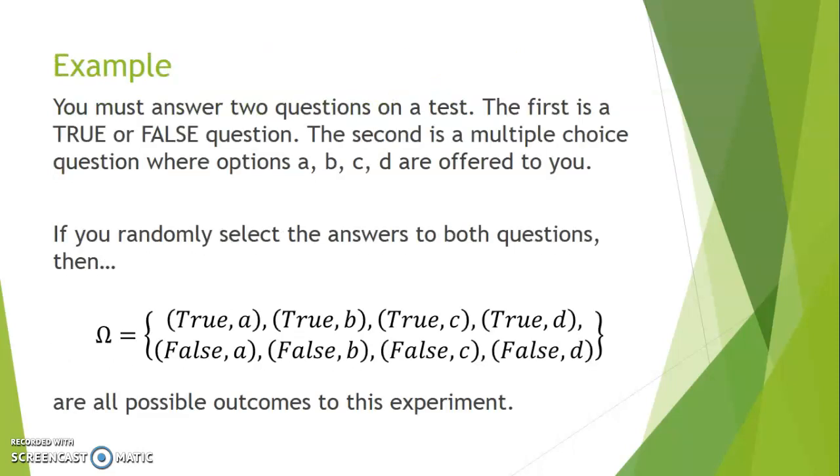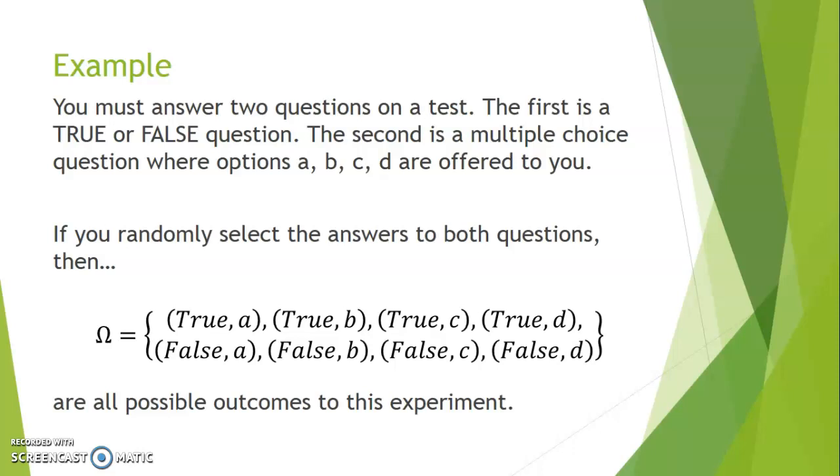For example, you must answer two questions on a test. The first is a true or false question. The second is a multiple choice question where options A, B, C, D are offered to you. If you randomly select the answers to both questions, then here is the list of all possible outcomes. You could choose true with any combination of A, B, C, or D in the second question, or false in the first question with either A, B, C, or D in the second.